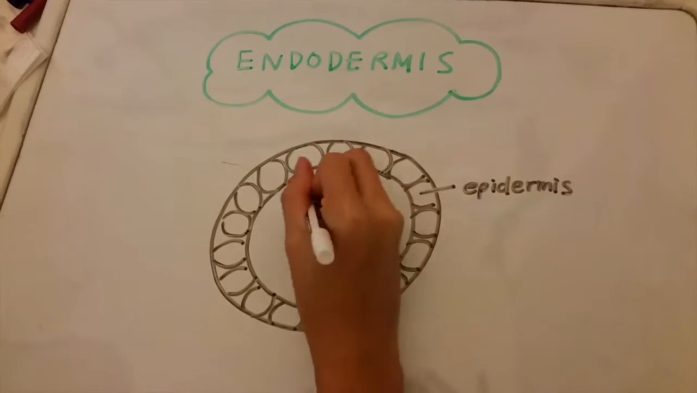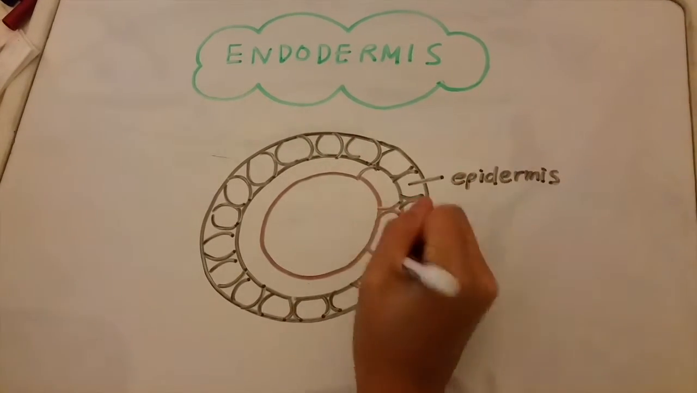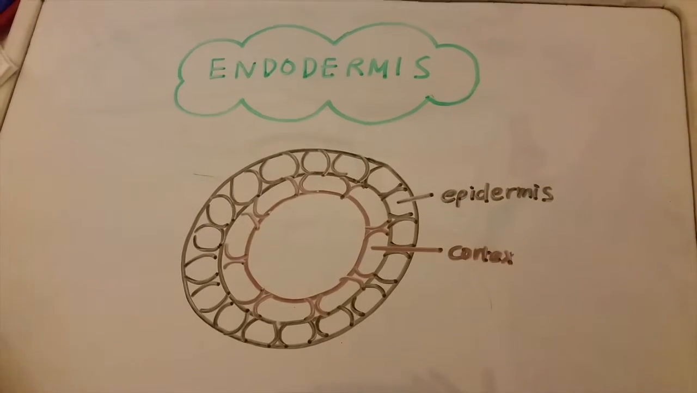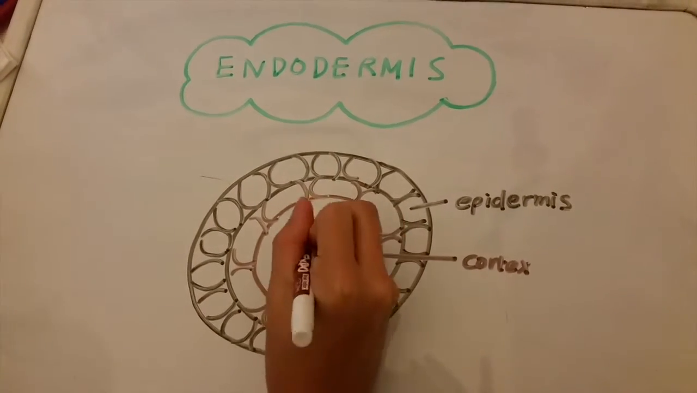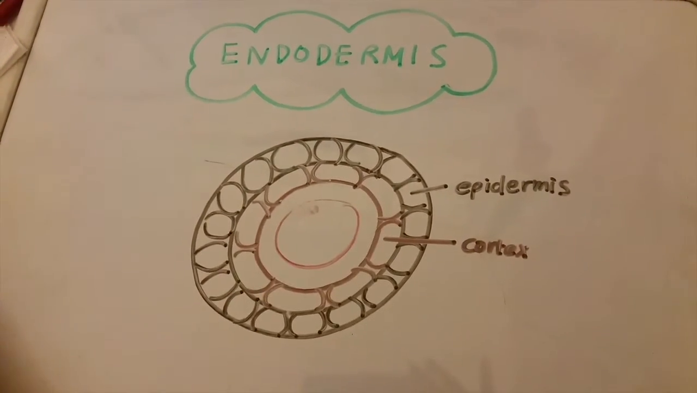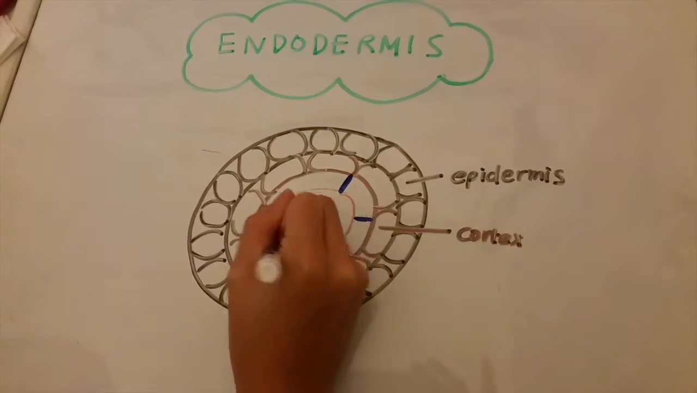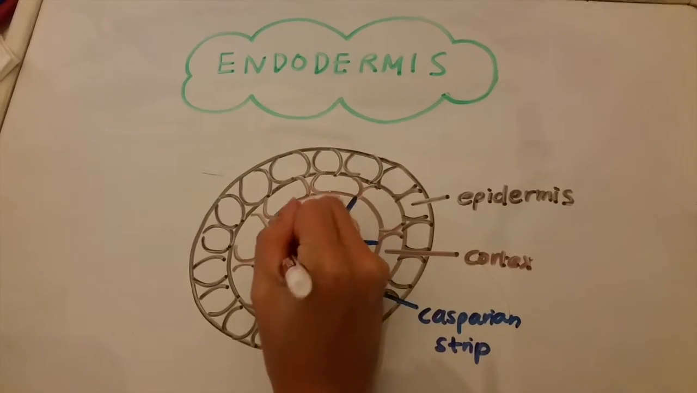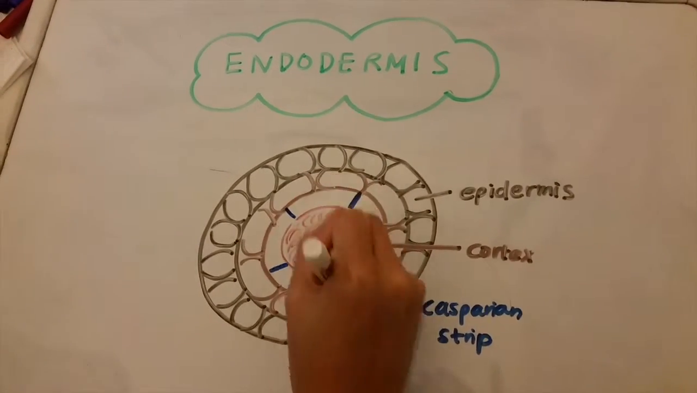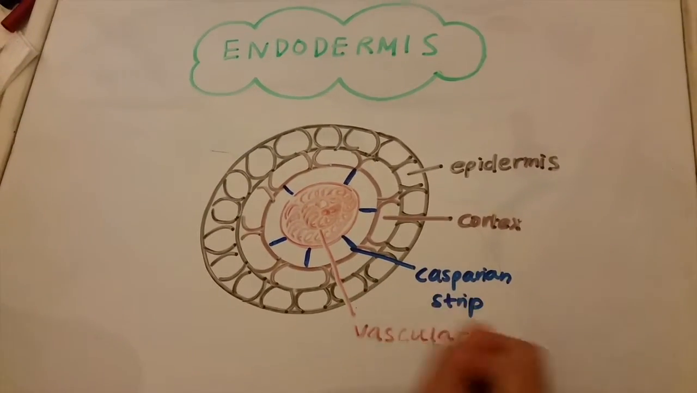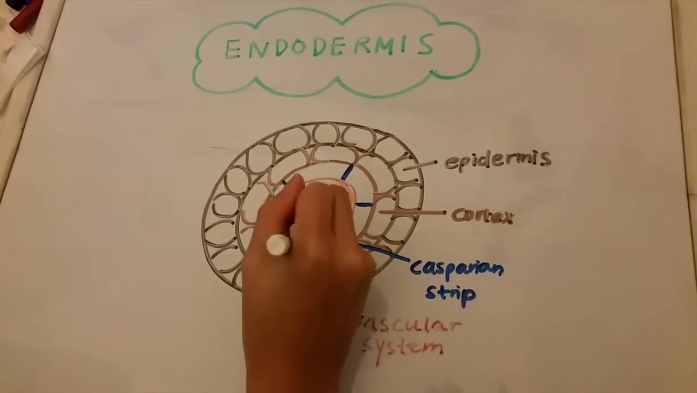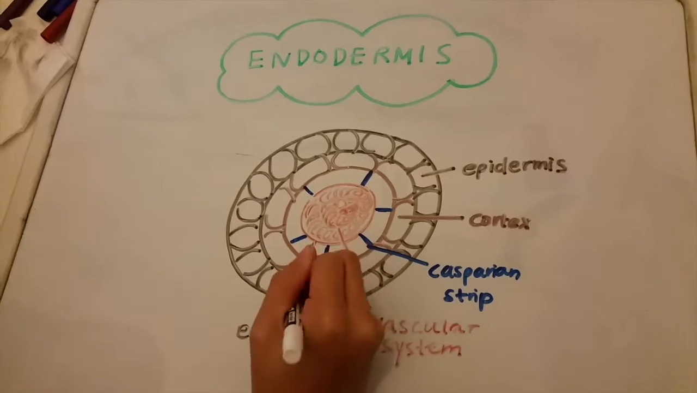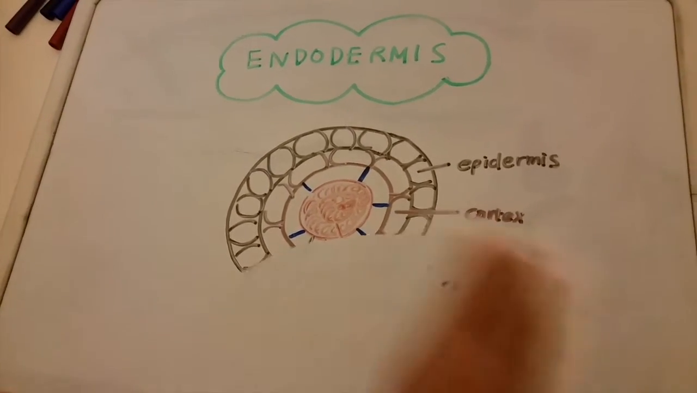This outermost layer is called the epidermis, and this inner dark brown layer is called the cortex. These blue barriers represent the Casparian strip. The light brown center represents the vascular system, and the ring around it represents the endodermis.